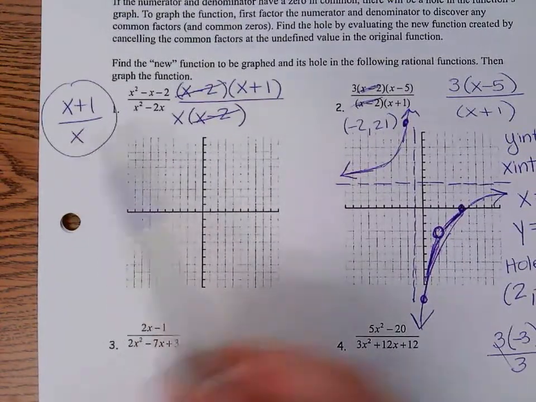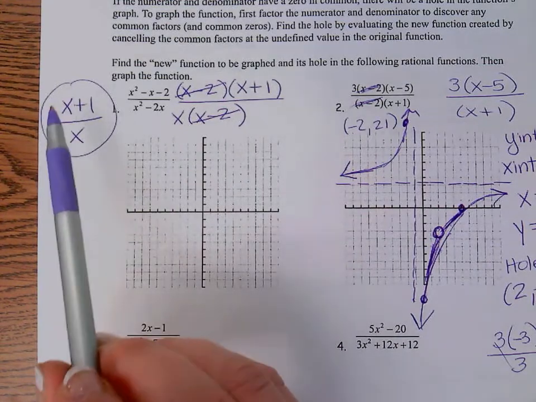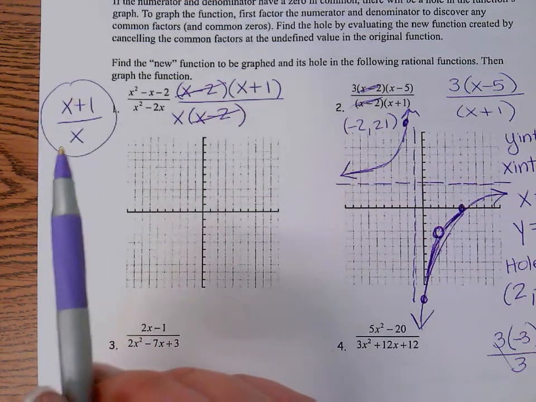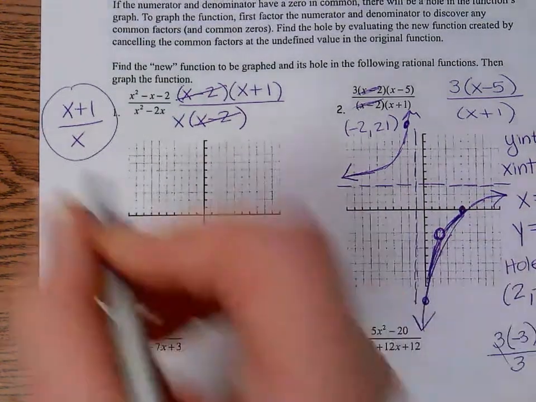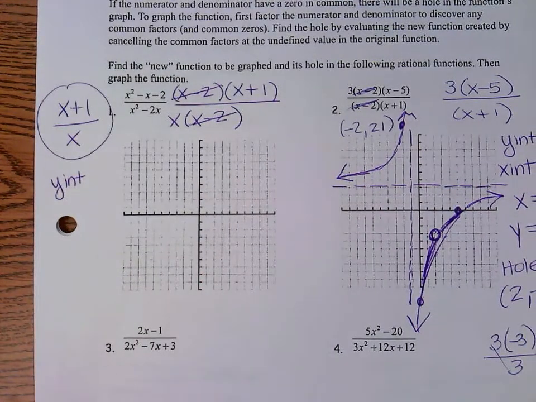I don't want to think about this old function. I'm going to answer all my questions about this function right here. So I'm going to go through those steps again. So my first step is to find the y-intercept. What happens when I plug in 0 for x?